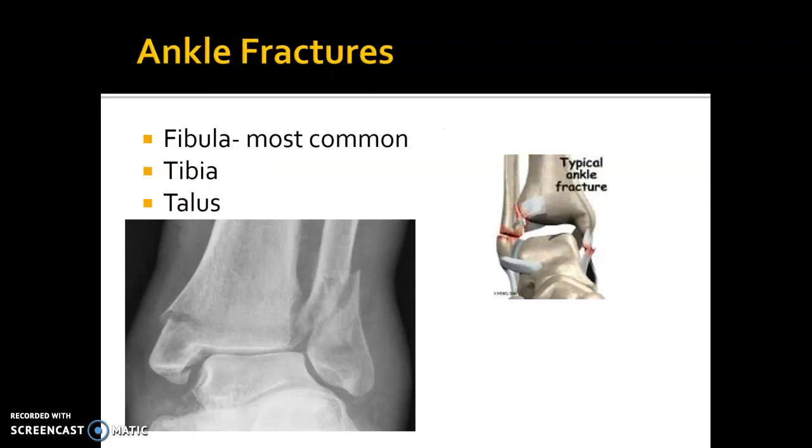Ankle fractures. The most commonly fractured bone in the ankle is going to be the fibula, so our lateral shin bone. And that's just because it's a lot thinner, it's weaker, and the position is going to make it more susceptible to fractures. We can also fracture our tibia, but as you can see, it's a lot thicker at the base, it's larger, it's stronger. Sometimes you'll fracture both at the same time, but usually our fibula goes first. And then you can also fracture your talus, which is the large bone right underneath that joint.